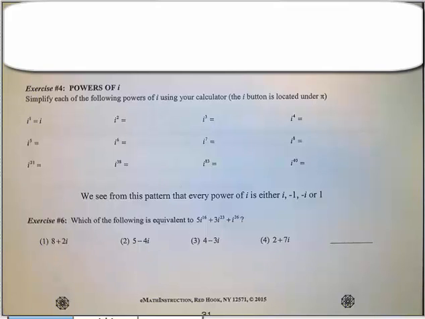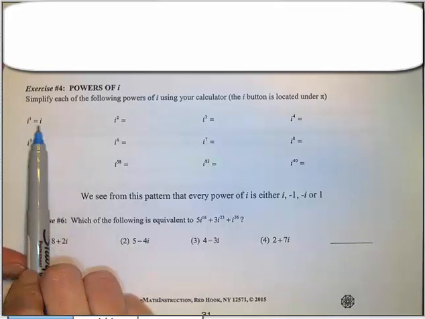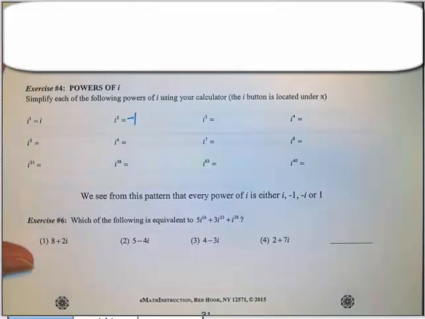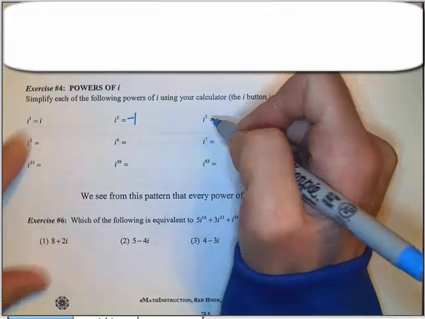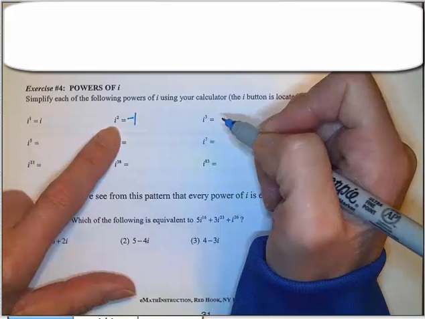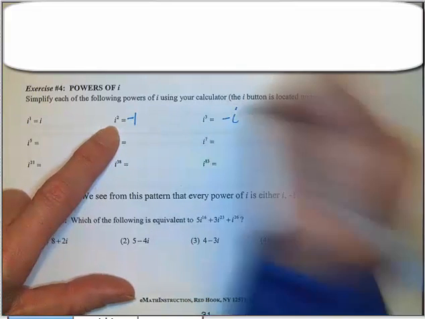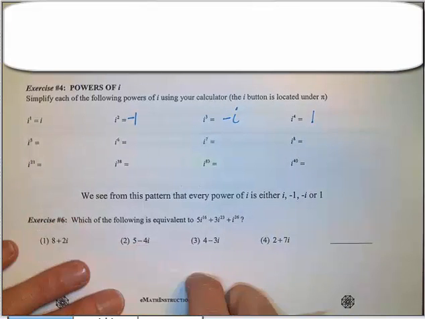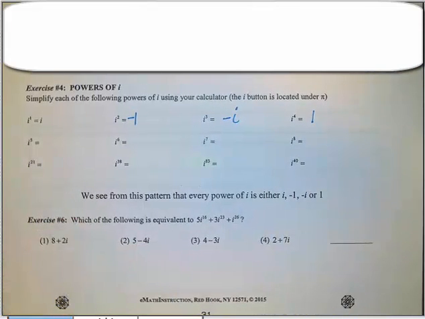So we know i to the first power is i. i to the second power, negative 1. i to the third power, well, that's i to the first power times i to the second power. So that's negative i. And i to the fourth power is 1. So this is cyclic, which means it's the same thing over and over and over again.